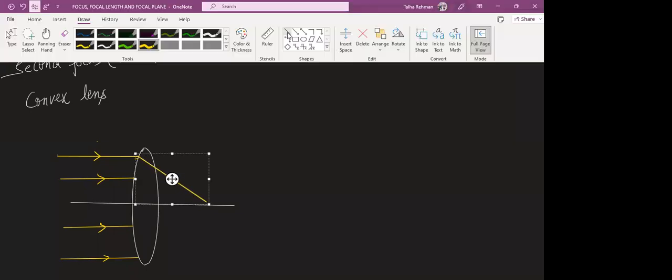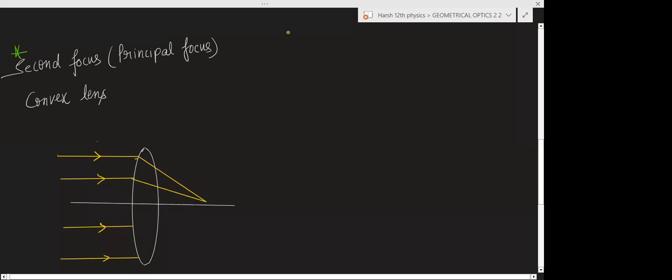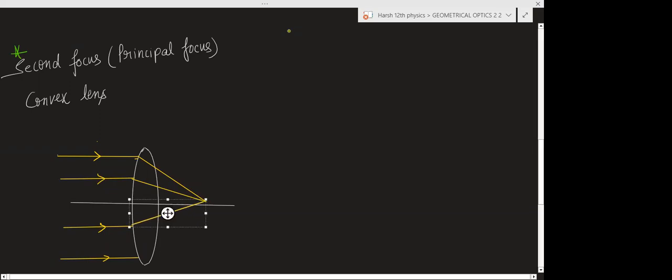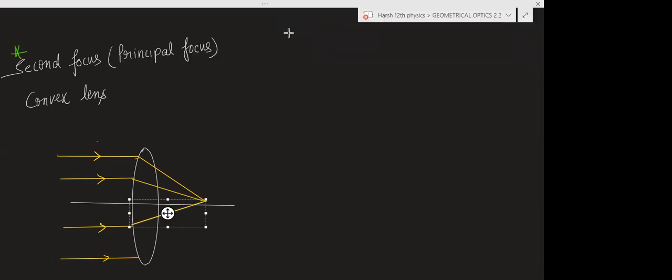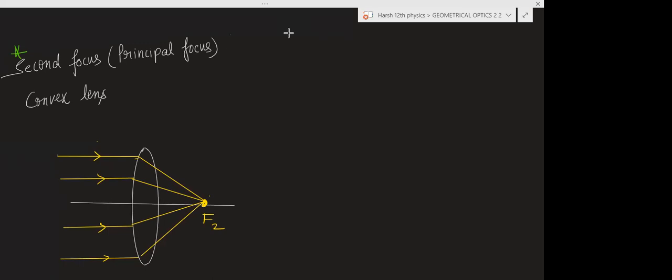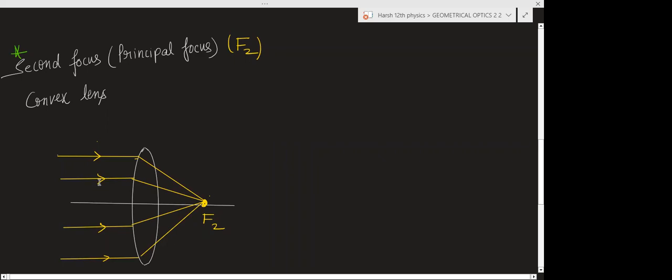Suppose all the light rays are getting converged and meeting at a common point on the principal axis. Basically this is the point on the principal axis. This is known as the second focus or the principal focus. So whenever the light rays come parallel to the principal axis, after passing through the lens they converge at a point, and that point is known as the second focus or the principal focus of the convex lens.